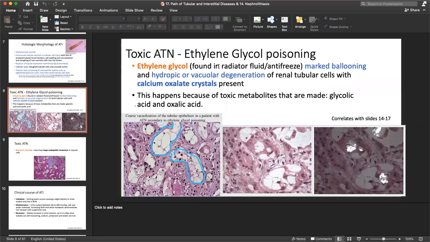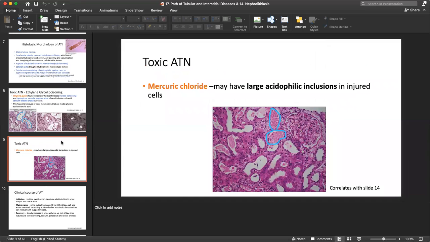Okay, toxic ATN is going to be our favorite, ethylene glycol poisoning, which is found in antifreeze, and it's going to have marked ballooning or hydropic or vacuolar degeneration with calcium oxalate crystals present. So we can see right here. Mercuric chloride is going to have really large acidophilic inclusions in the injured cell.